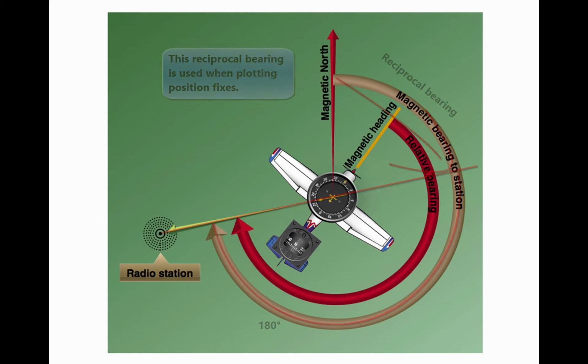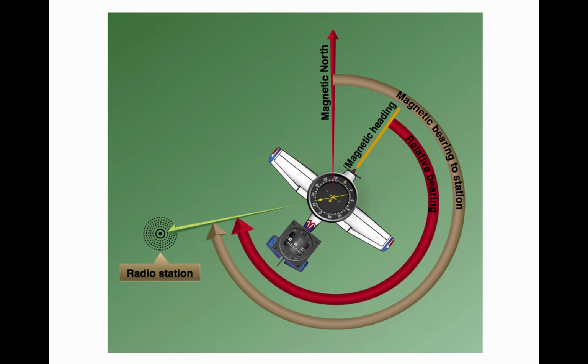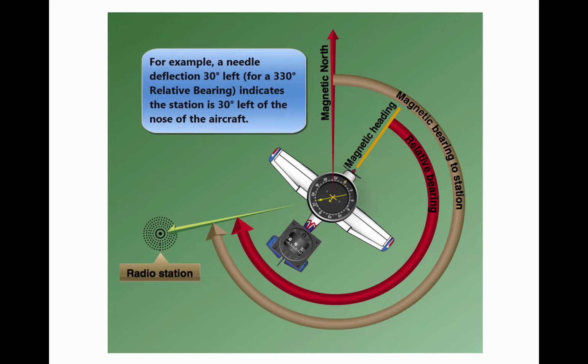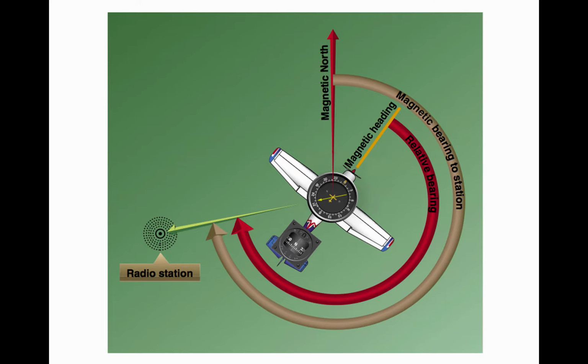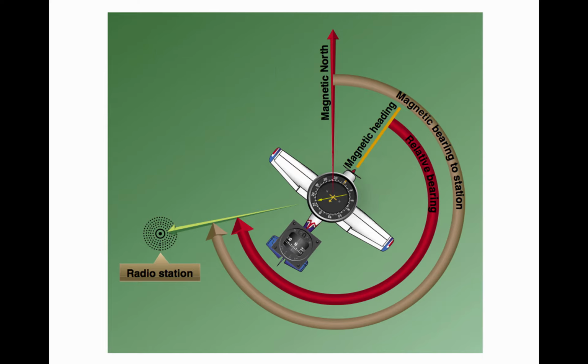Keep in mind that the needle of fixed azimuth points to the station in relation to the nose of the aircraft. If the needle is deflected 30 degrees to the left for a relative bearing of 330 degrees, this means that the station is located 30 degrees left. If the aircraft is turned left 30 degrees, the needle moves to the right 30 degrees and indicates a relative bearing of 0 degrees, or the aircraft is pointing toward the station.